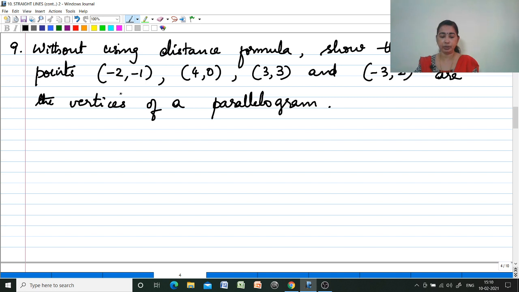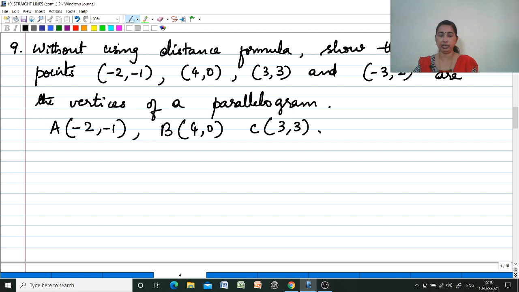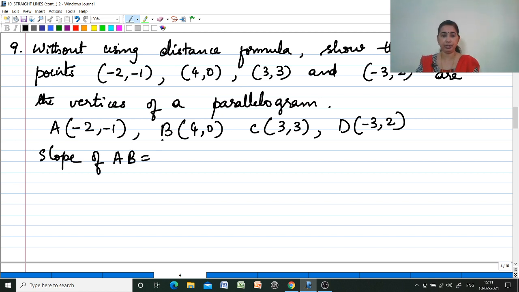So, first we consider A of (minus 2, minus 1), B of (4, 0), C of (3, 3) and D of (minus 3, 2) as the vertices of the quadrilateral. We have to show that it is a parallelogram. First we can take it as a quadrilateral. Now, first we will find out the slope of AB.